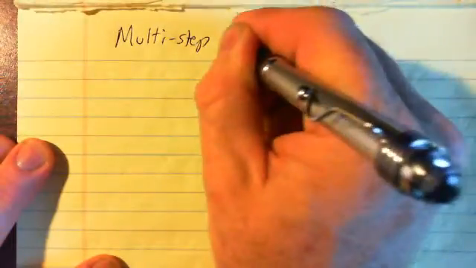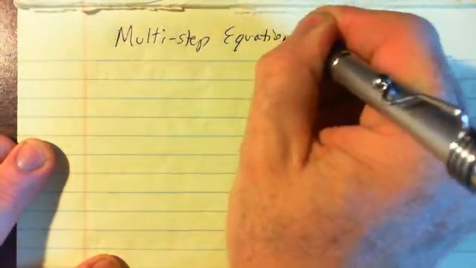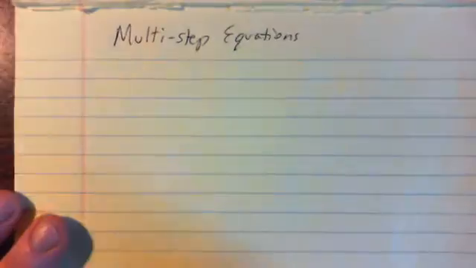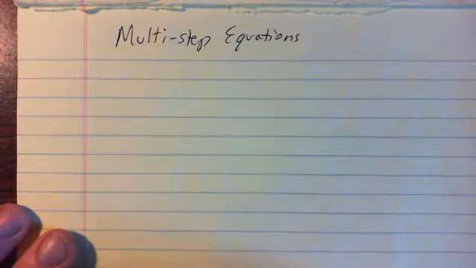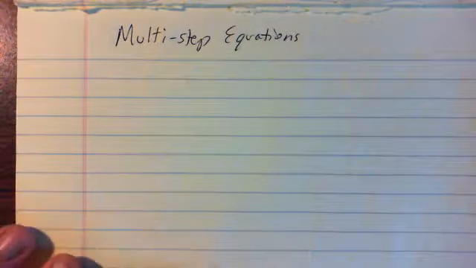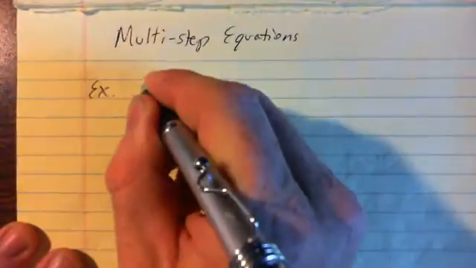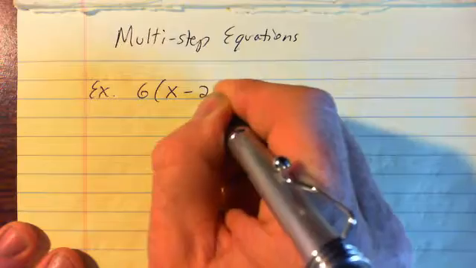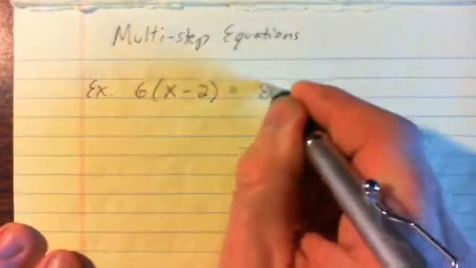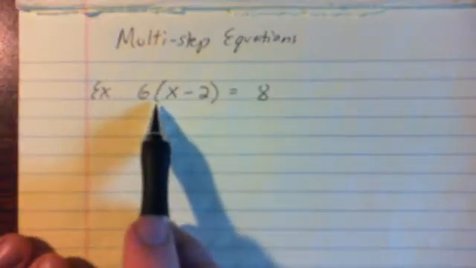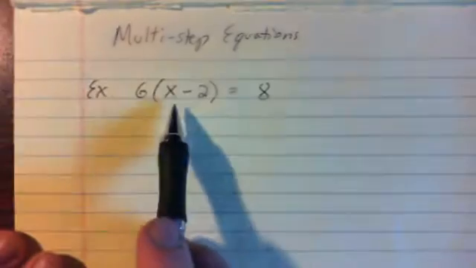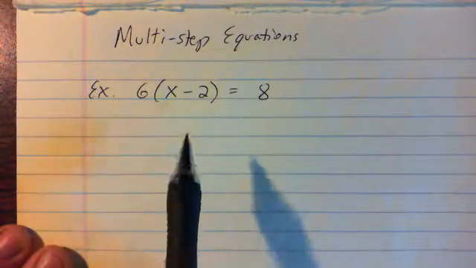So let's look at multi-step equations. Multi-step equations are basically equations where you have to use the distributive property, or you have to combine like terms first before you can solve the equations. So for example, if I have 6 times parentheses x minus 2 equals 8, you can see that I've got a distributive property situation here.